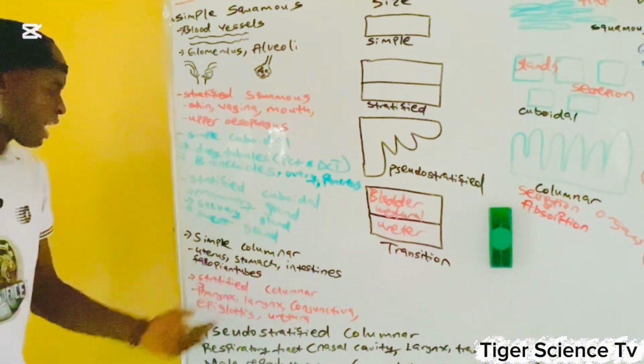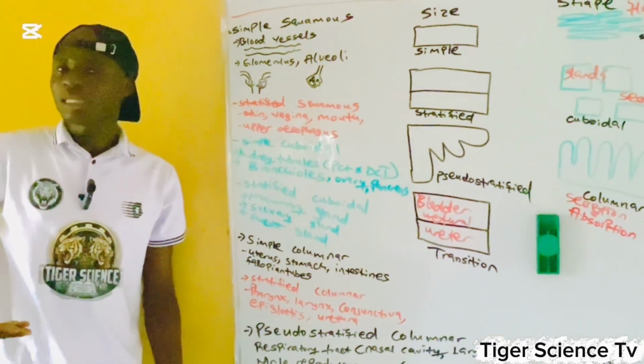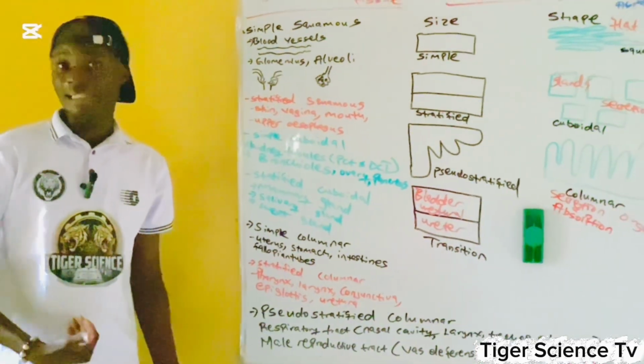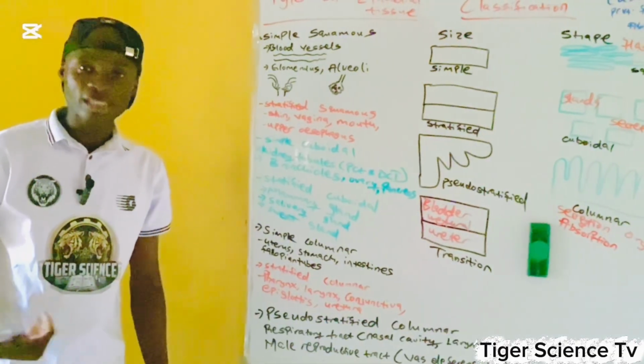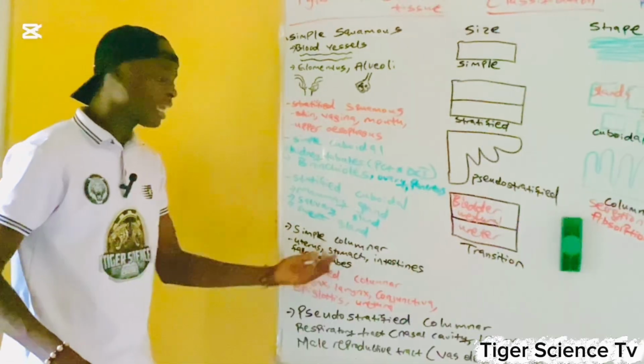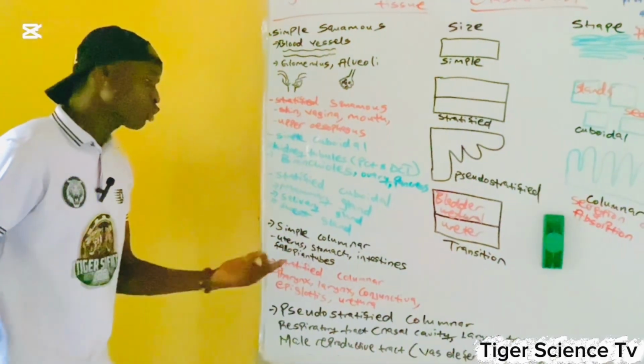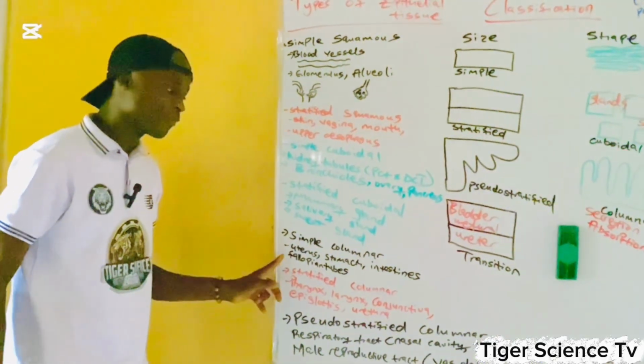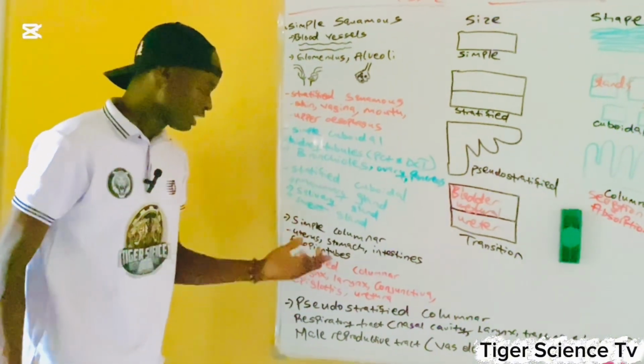Now, simple columnar epithelium. Simple columnar epithelium starts from the stomach and ends in the intestine. You see that the small intestine and the large intestine are all lined with simple columnar epithelium. They are mostly found in the digestive system. They are also found in the female reproductive system, in the uterus and in the fallopian tube. Don't forget, that is where you have simple columnar.